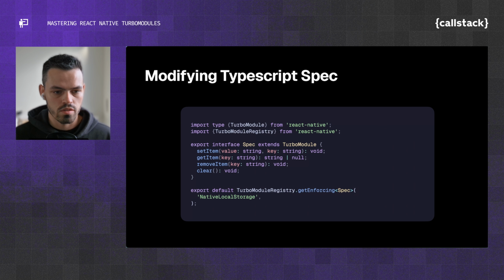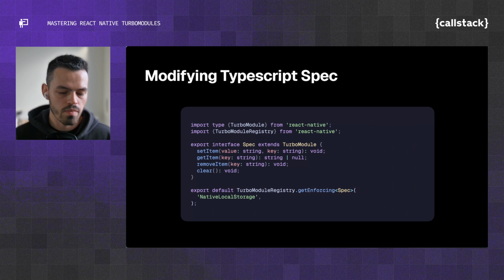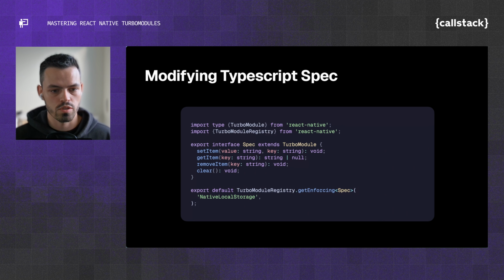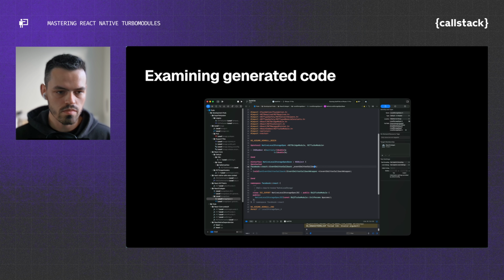So first thing, this is the spec I was talking about. As you can see, we'll be implementing a simple local storage module, which is the example in the React Native docs. So we'll have 4 methods: setItem, getItem, removeItem, and clear. And this will define the contract between our TypeScript code and the native code. So Codegen will do the magic of generating native protocols so that our implementation on the native side is type safe. And this is a huge win over the old architecture, which didn't have this end-to-end type safety between native and JavaScript. So here then we will dive into the generated code.